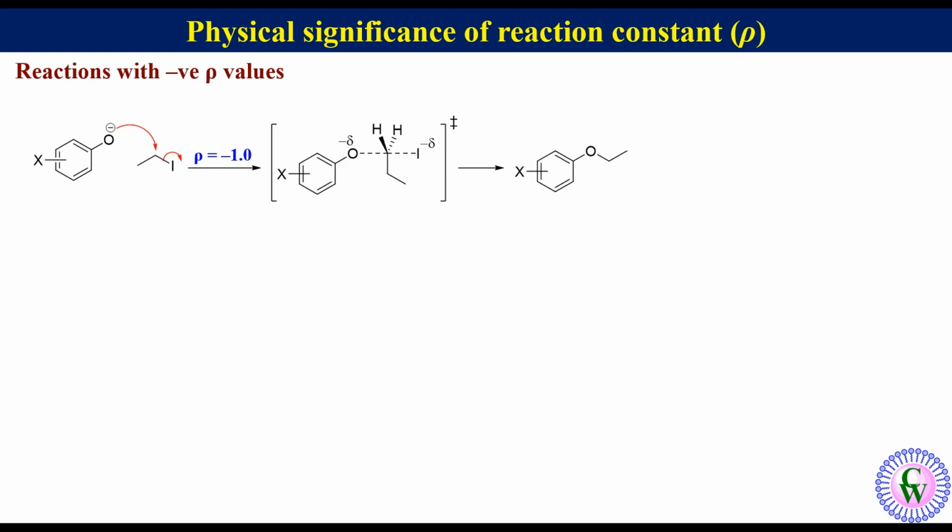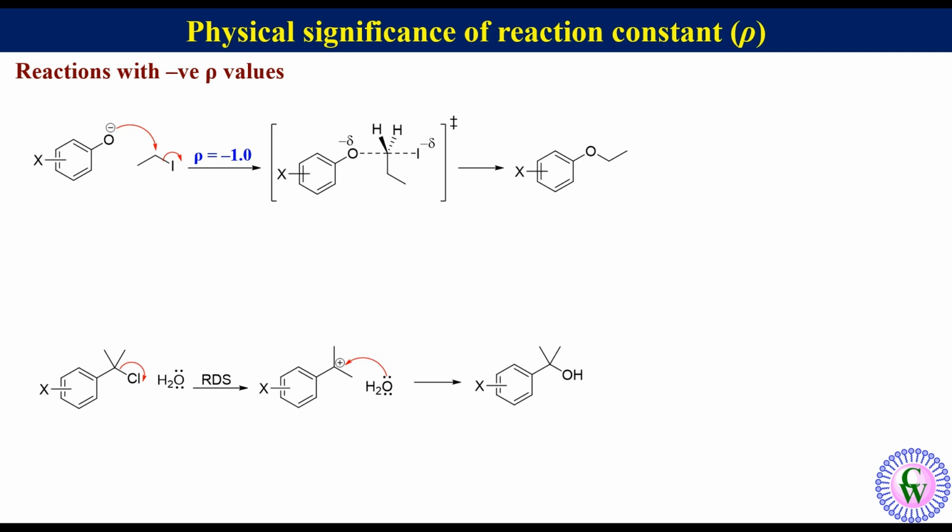Let's take the example of SN1 reaction involving tertiary benzyl chloride and water. Here, in the rate determining step, removal of chloride ion gives tertiary benzyl carbocation, which is then attacked by water molecule to produce alcohol. The Rho value for this reaction is minus 4.5.